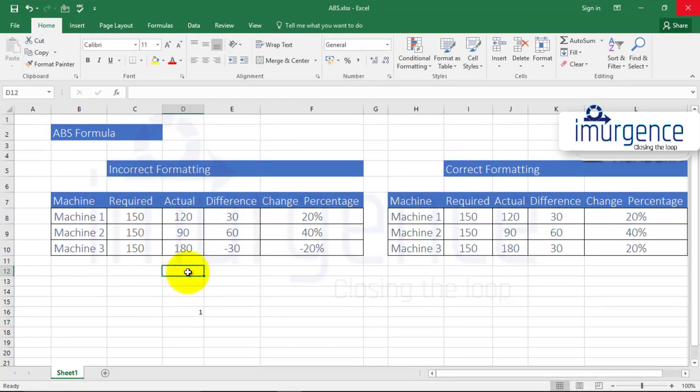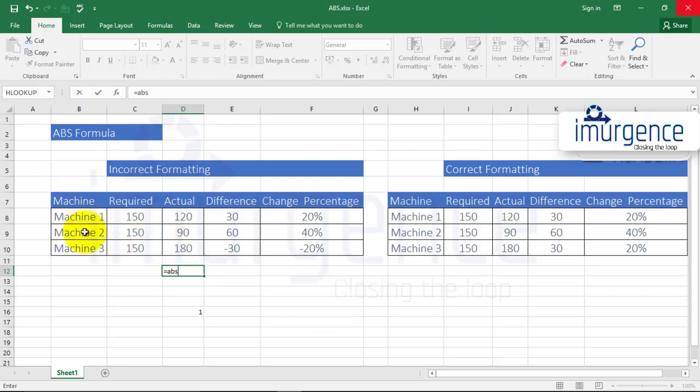So the official statement of Microsoft Excel is that the ABS formula returns the absolute value of a number, that is, a number without its sign. So it will be a neutral number without any positive or negative intonations. For example, let's understand this.